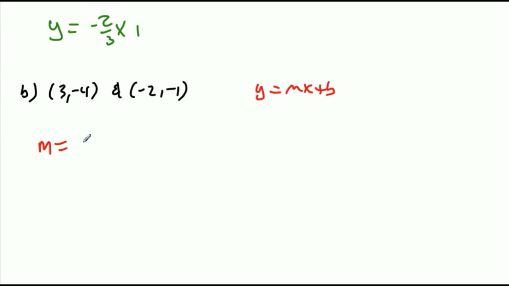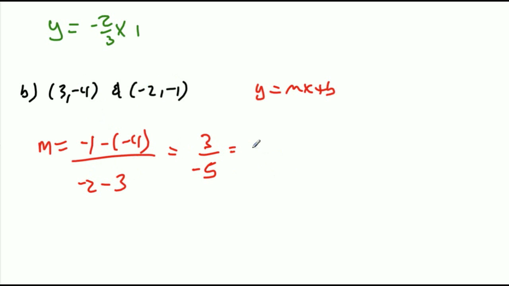All right, so it's going to be my y2, so negative 1 minus negative 4. So y2 minus y1 all over x2 minus x1. Okay, so I have negative 1 plus 4, which is 3. Negative 2 minus 5, which is negative 5. And I like to actually have the negative on top, so I'm going to make this negative 3/5.